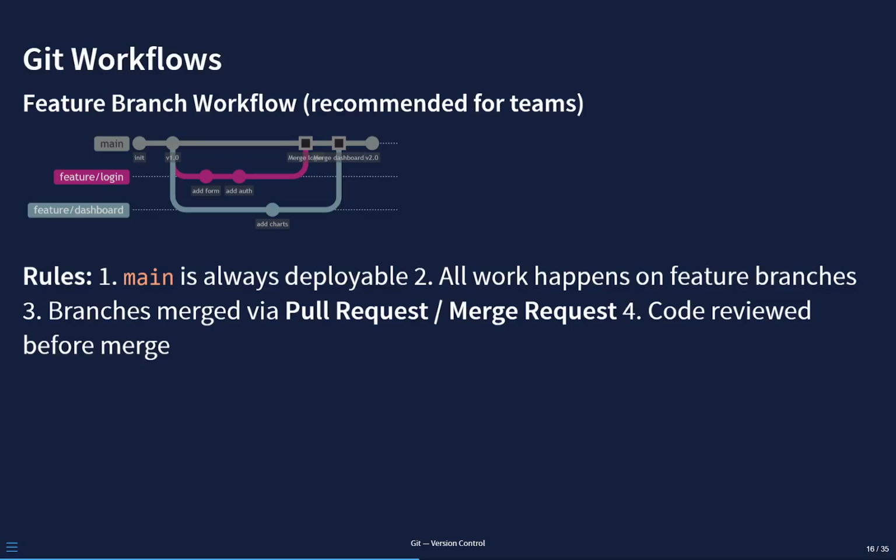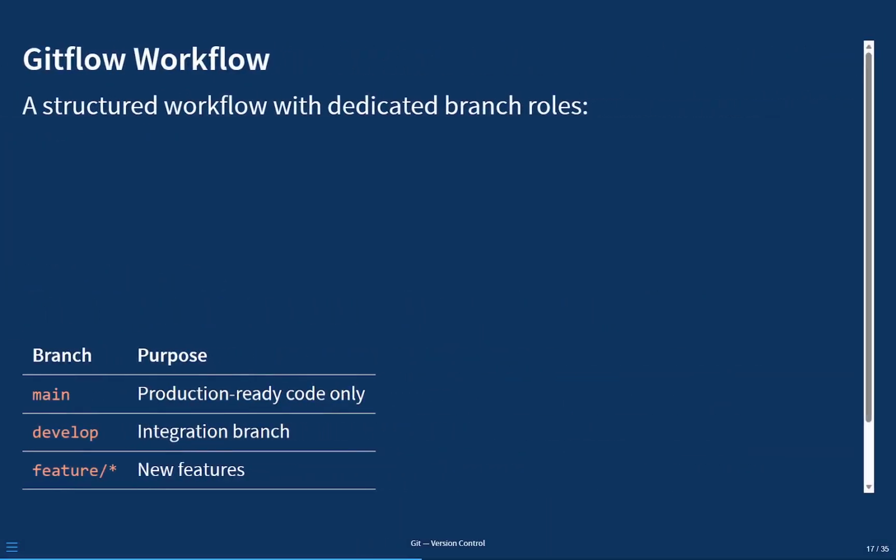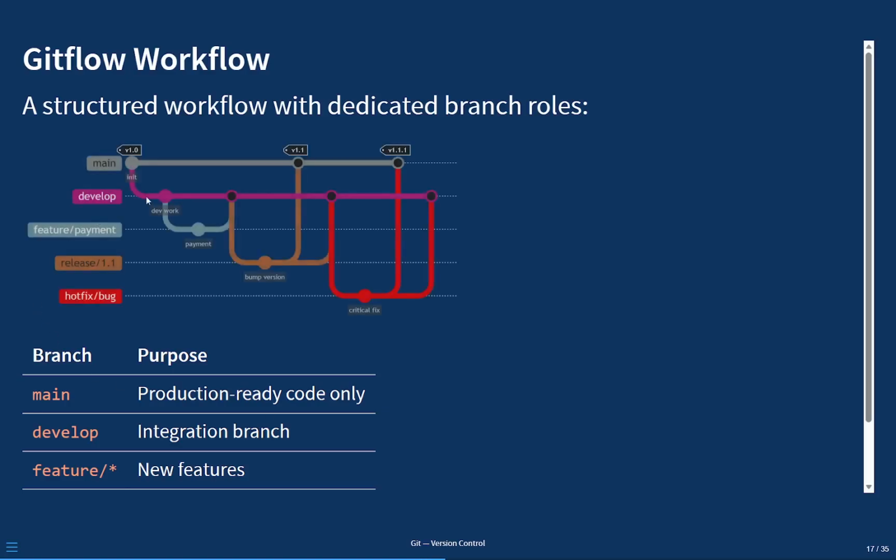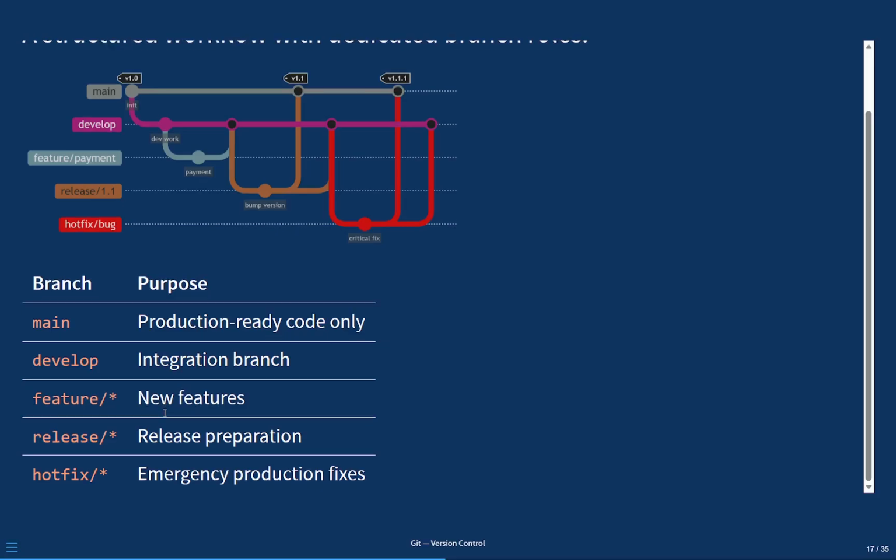For teams that ship versioned releases, rather than continuous deployments, GitFlow offers a more structured workflow with dedicated branch roles for every phase of the release cycle. Follow the Git graph carefully. Main only ever receives code that is ready to ship, and every merge into main gets a version tag. Develop is the integration branch, where features are merged and tested together before they are put into a release. feature/* branches are cut from develop, worked on, and merged back into develop.